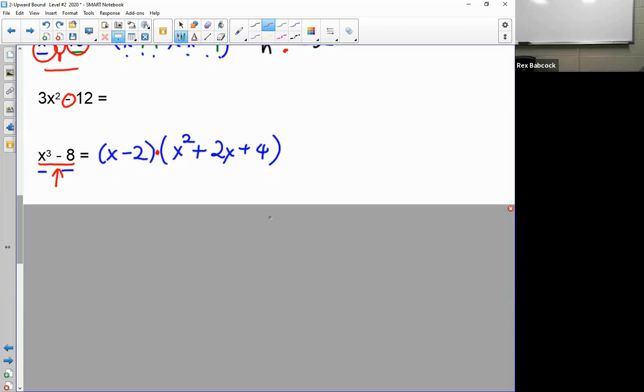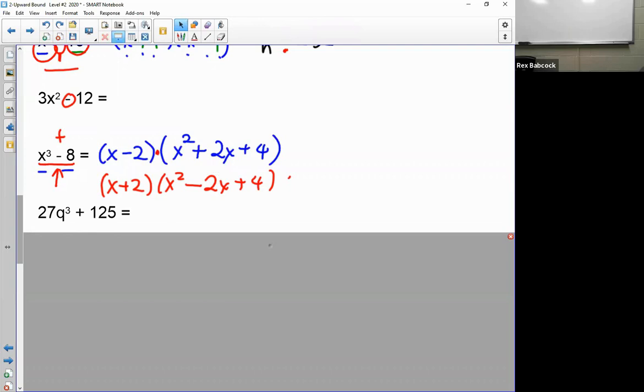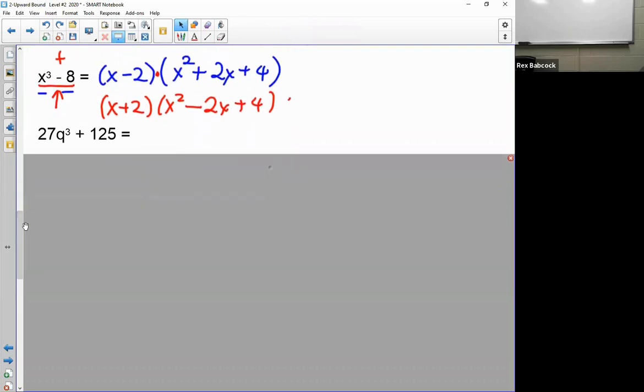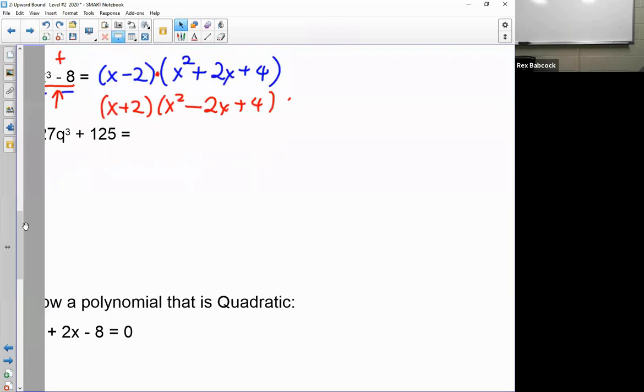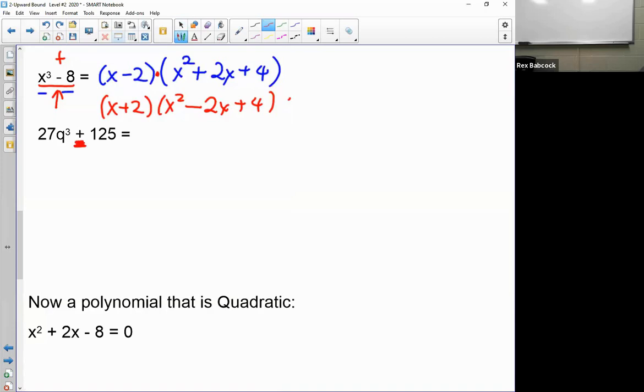Let's do another one of those. Difference, or it could have had a sum. Now, if that was a plus, this would have been x plus 2. Everything else would have been the same, but I wouldn't change that sign to a minus. That second sign is always changed. Now let's look at another one. Okay, this one is a sum of cubes.